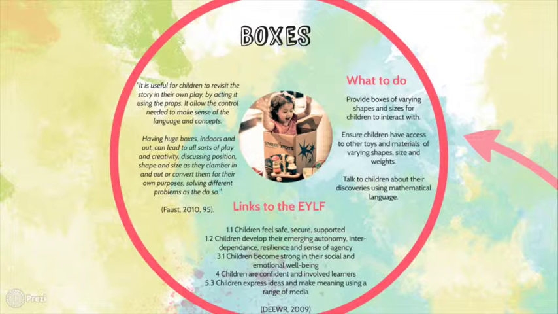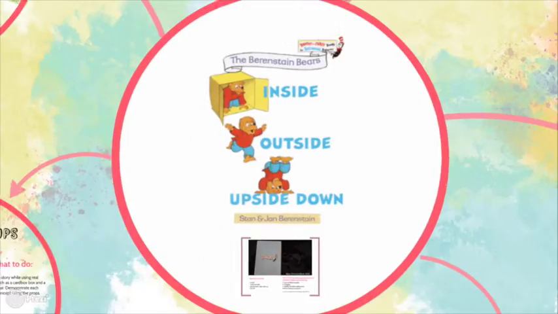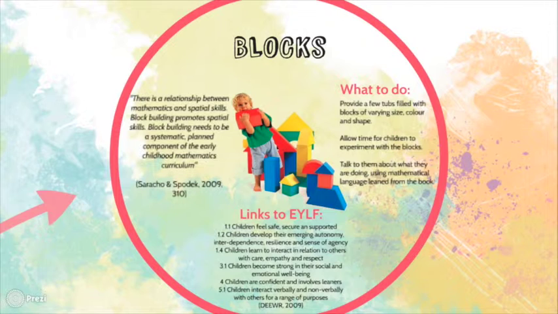Children develop a range of skills and learn to adapt what they've learned from one context to another as they remember the story and experiment with different spatial concepts and weights of objects through trial and error. Finally, using the boxes and props, children can express ideas and make meaning by playing out roles and reflecting and understanding the new concepts. Another great activity that can expand on the concepts introduced in Inside, Outside, Upside Down is block building.